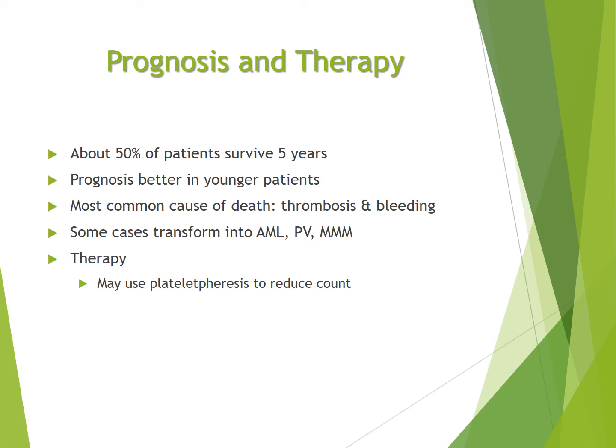About 50% of the patients survive 5 years, and the prognosis is better in younger patients. The treatment involves prevention or early alleviation of hemorrhage or any kind of vaso-occlusive complications that occur when platelet counts increase. The production of platelets must be reduced by suppressing marrow megakaryocyte production with things like alkylating agents, like hydroxyurea.